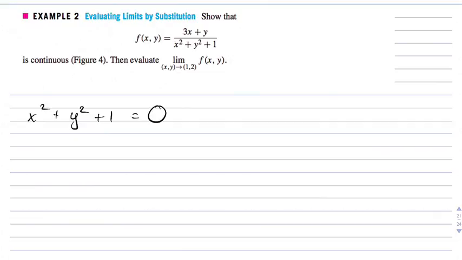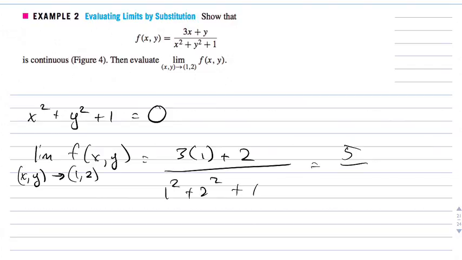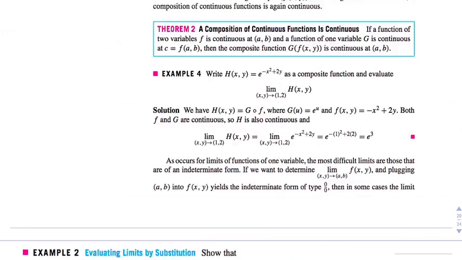So the limit as x comma y approaches 1 comma 2 of f of x comma y is essentially going to be 3 times 1 plus 2 over 1 squared plus 2 squared plus 1. Again, because there are no restrictions on our x and our y, that's 3 plus 2 is 5, over 1 plus 4 is 5, plus 1 is 6. So it should approach 5 over 6.